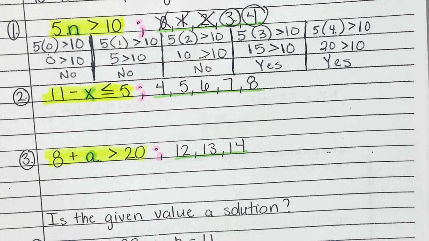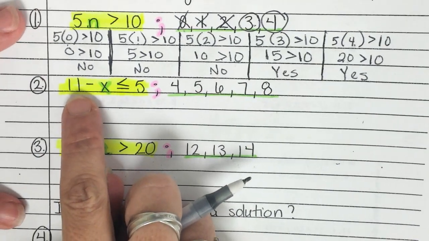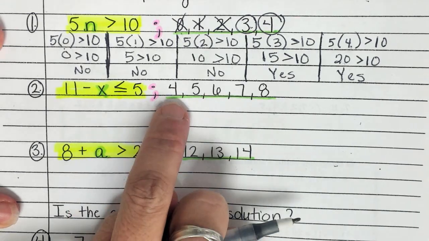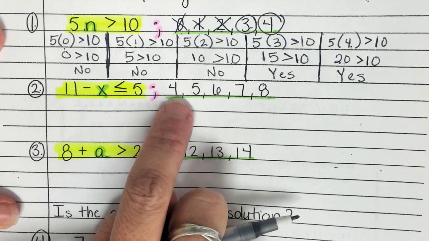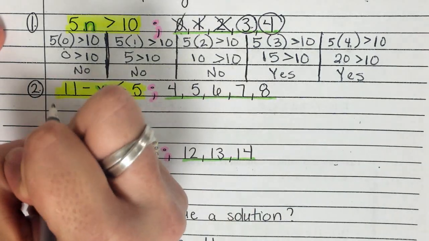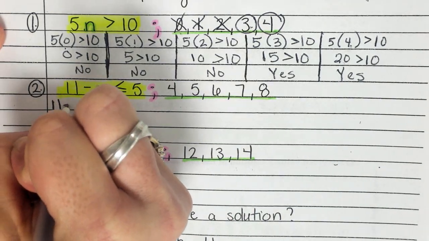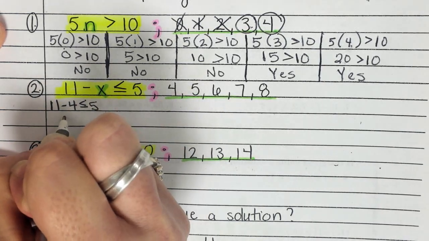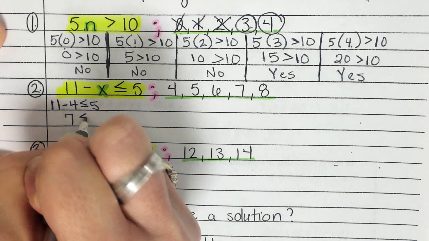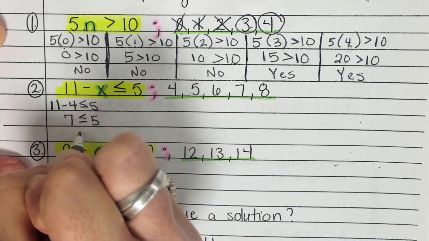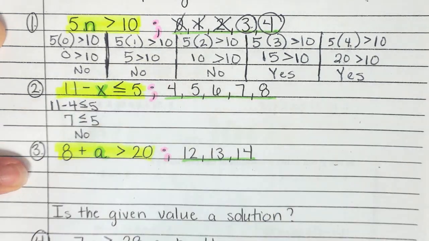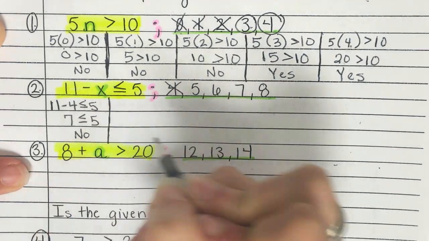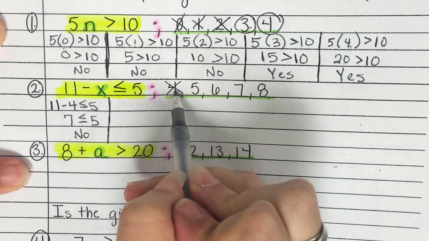Okay. So like this one, it says 11 minus x is less than or equal to 5. So my x is going to start out as 4 and go in the same order they give you. So here we go. I'm going to fill in 11 minus 4 is less than or equal to 5. Well, I've got 7. Is 7 less than or equal to 5? No. So I'm going to cross it off and do the next one. All I did was test that one out.